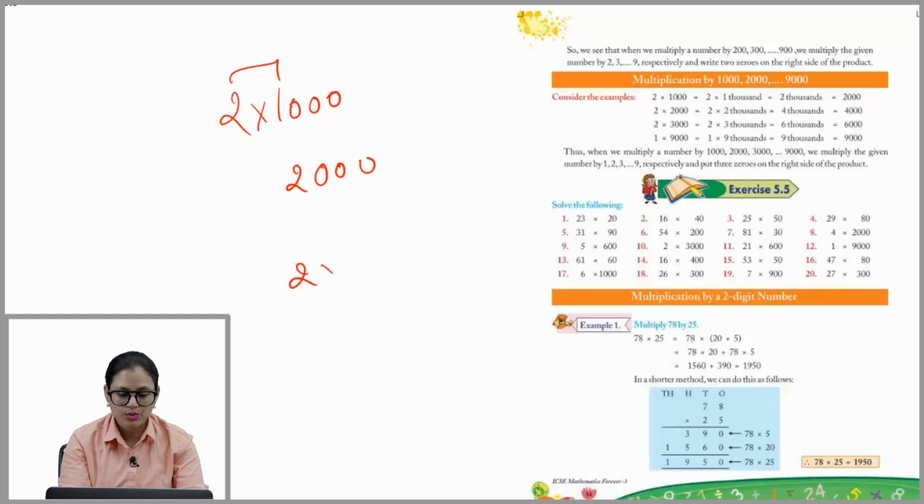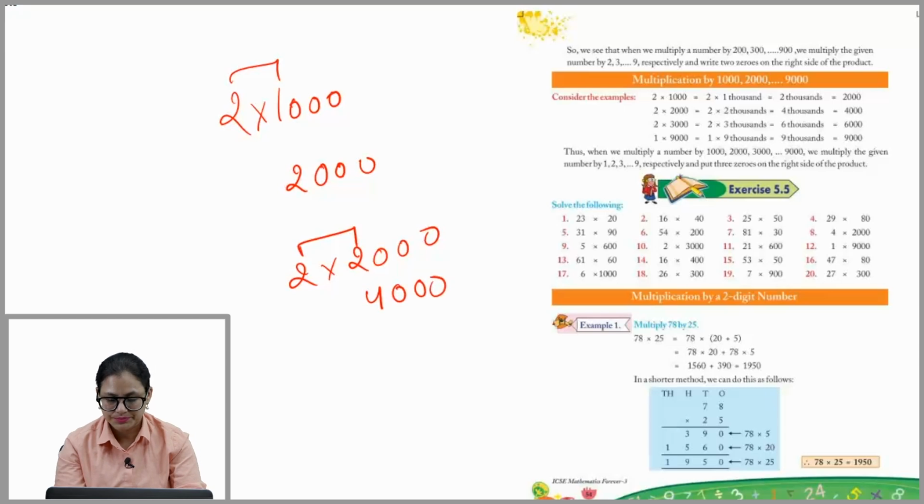Okay. 2 into 2000. 2 2s are 4 and put 3 zeros here. Similarly, in these examples also, we will apply the same procedure. Thus, when we multiply a number by 1000, 2000, 3000, we multiply the given numbers by 1, 2, 3, 4, 5, 6, 7, 8, 9 respectively and put 3 zeros on the right side of the product.